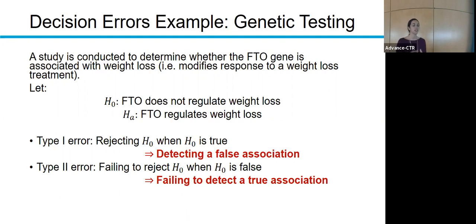a true association. So for example, if this FTO gene does in fact regulate weight loss, but the result of your hypothesis test shows that it doesn't, then potentially you could have somehow used this gene to prevent obesity and therefore deaths. This is the cost of the type 2 error. So in setting the standard for what's going to be a decision where you reject the null and what's going to be one where you don't, you need to be thinking about the potential implications of all these errors.